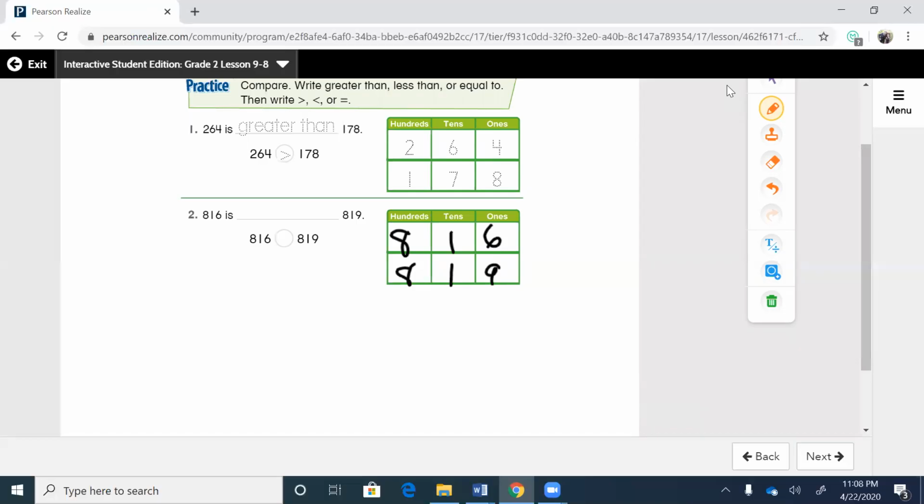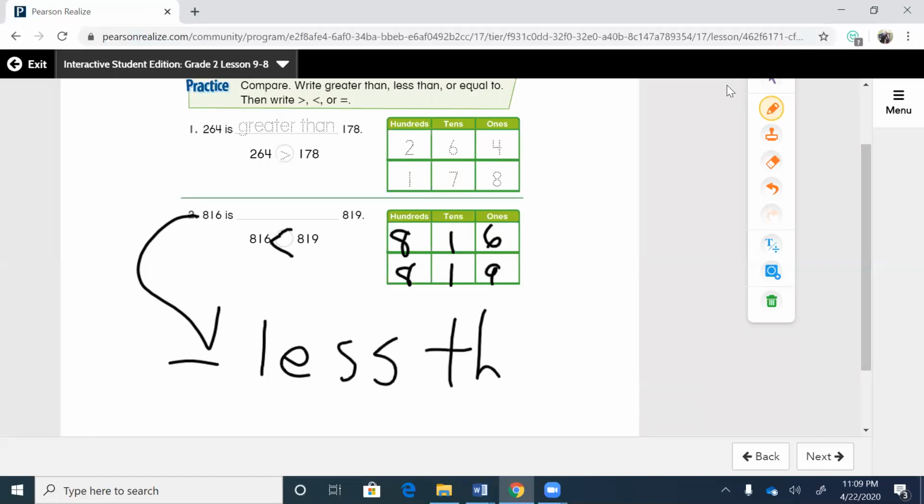So here's what I like to do. Put the symbol in first. So it's going to look a little big. See, the alligator's eating that number. But now look how it's worded. 816 is blank 819. I'm going to write it down here, less than. Okay, because when they put the smaller number first, you say less than.